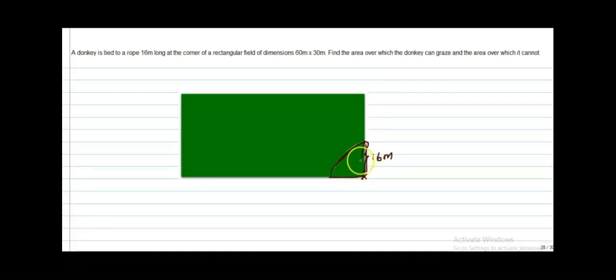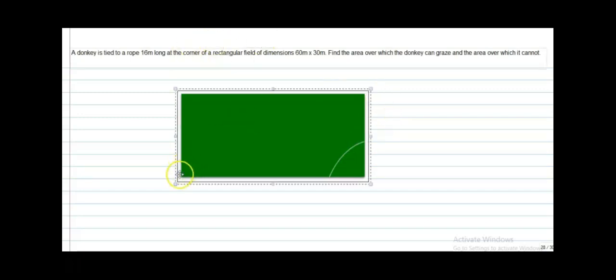We need to find out the area of this quadrant, and the area over which it cannot graze is going to be the area of the rectangle excluding this area. So it's going to be area of the rectangle minus area of the quadrant. Let's do it. We will start doing it.